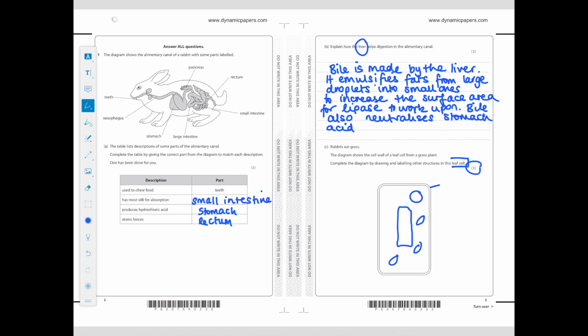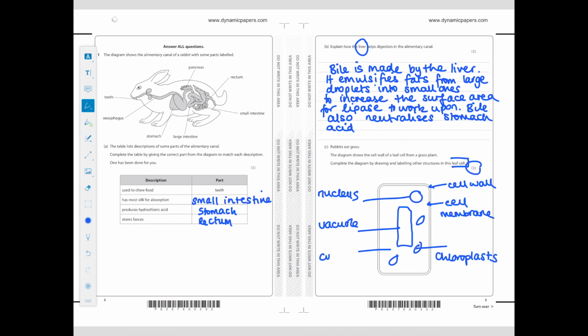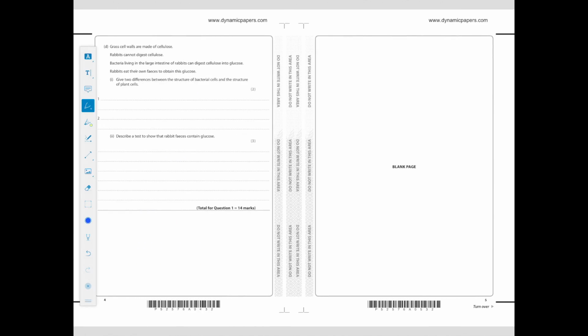And now I'm going to start labelling. So the outermost edge is the cell wall. Remember that's made out of cellulose. The inner layer is the cell membrane. Here are the chloroplasts. Remember these are the site of photosynthesis. The larger structure is the nucleus. I've already mentioned the vacuole. And the jelly is cytoplasm. So we've given way more than 3 marks, but I like to be nice and detailed with my answers.